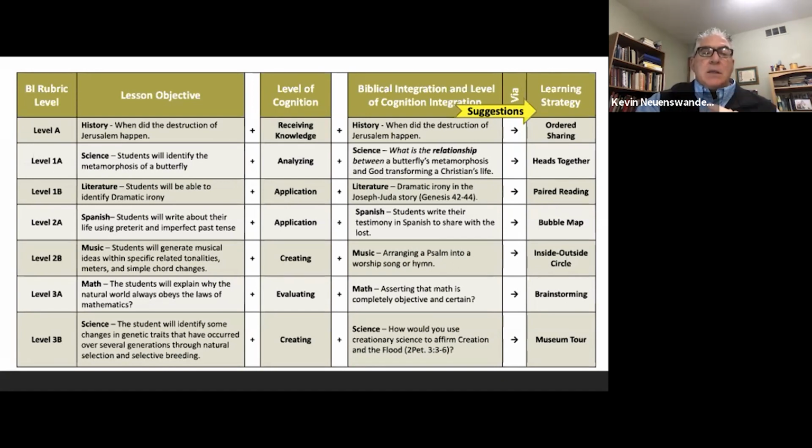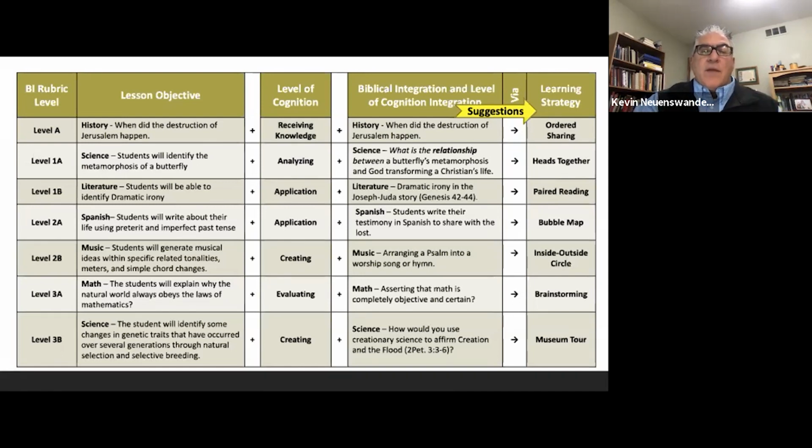So the application level was that I had students write their testimony in Spanish to share with the lost. So I taught them how to write their testimony in English in three different paragraphs. We talked about their life before Christ, what happened at their conversion, and then the third paragraph was life after their conversion. So they had to use preterite and imperfect tense.